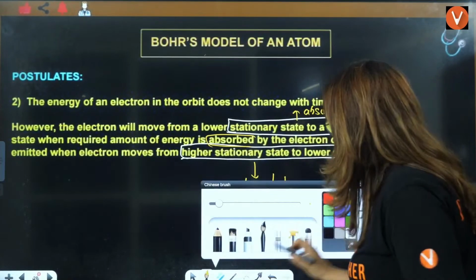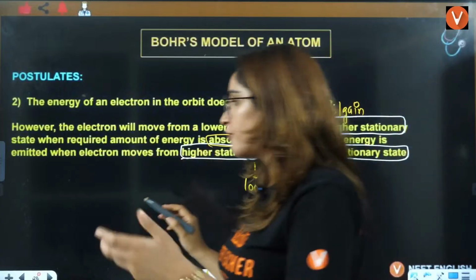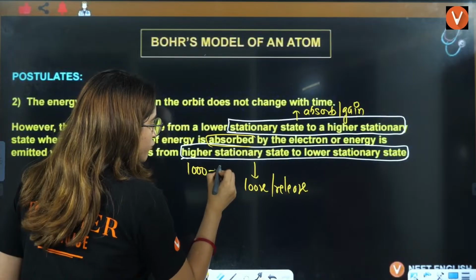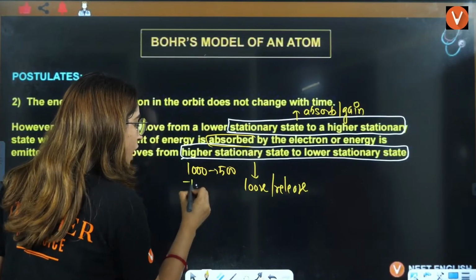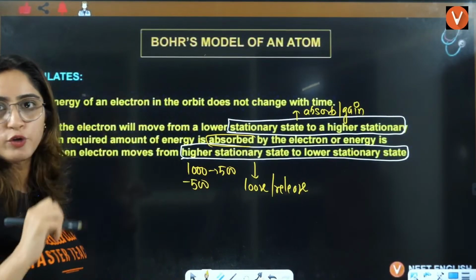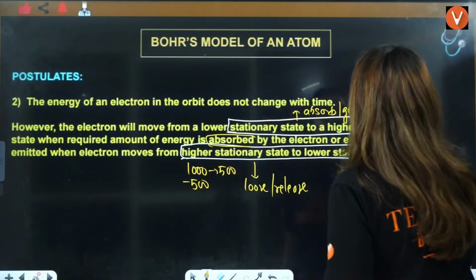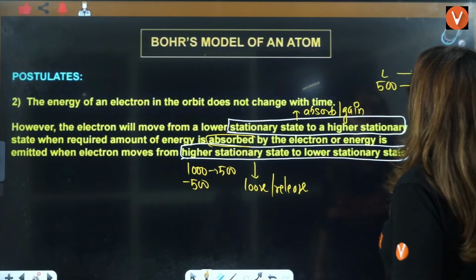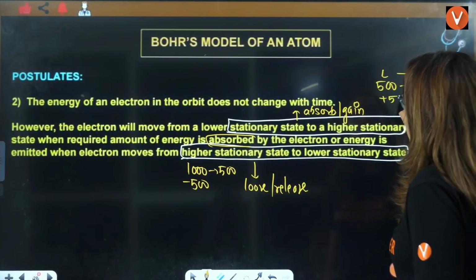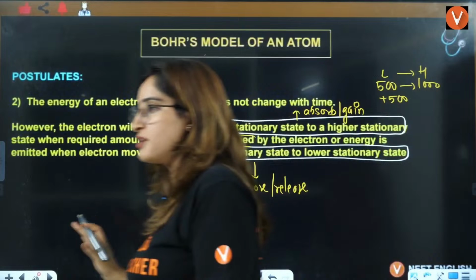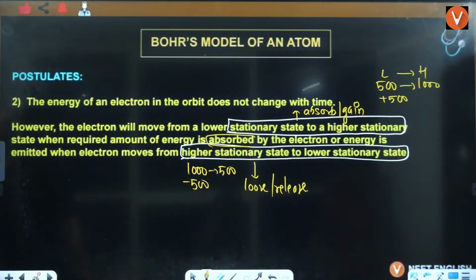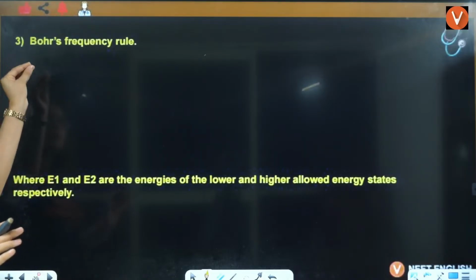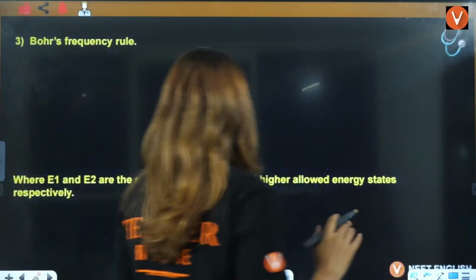Understood now? From higher to lower, what is happening? From 1000 rupees to 500 you are coming, so that means you have to lose 500 rupees. Here you are coming from 500 to 1000, lower to higher, so you have to absorb the extra amount of energy. This is what happens here. Okay, everybody, clear?